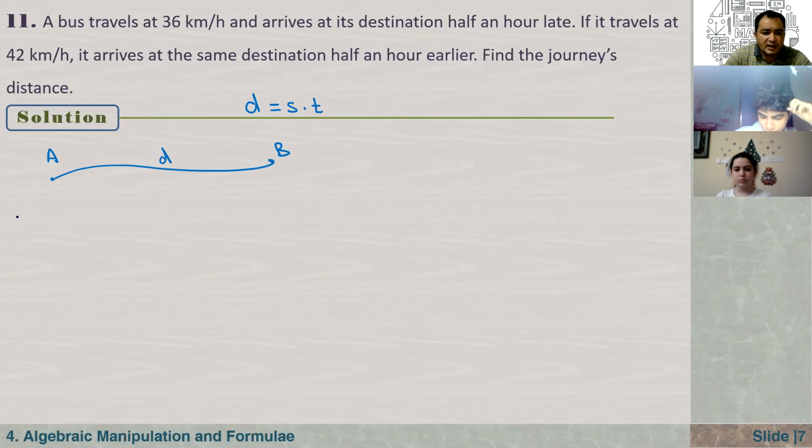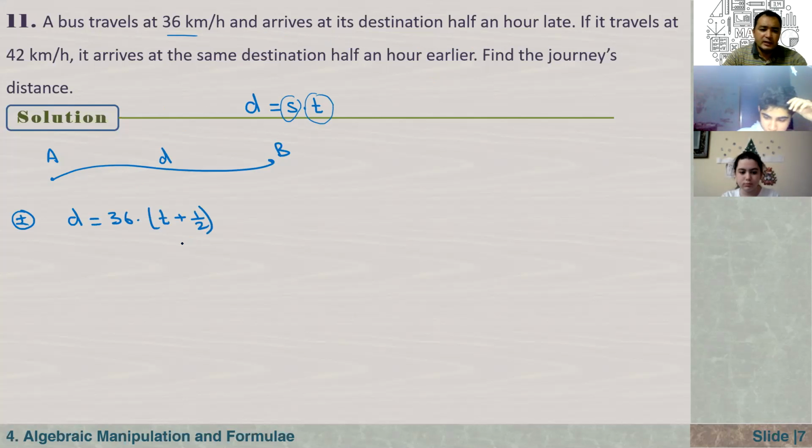But in this case, we have a different scenario. In the first case, a bus travels at 36 kilometers per hour and arrives at its destination half an hour late. That means this time it's not traveling at its usual speed. For some unknown reason, he traveled at a different speed. Usually, at speed S, it takes only t hours to arrive. Now his speed is 36, and it arrives half an hour late, so that is t plus 1 over 2.